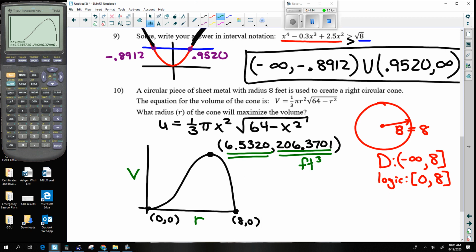And so the question being asked of us in this problem is, what is the radius that will maximize the volume? The radius is 6.5320 feet.